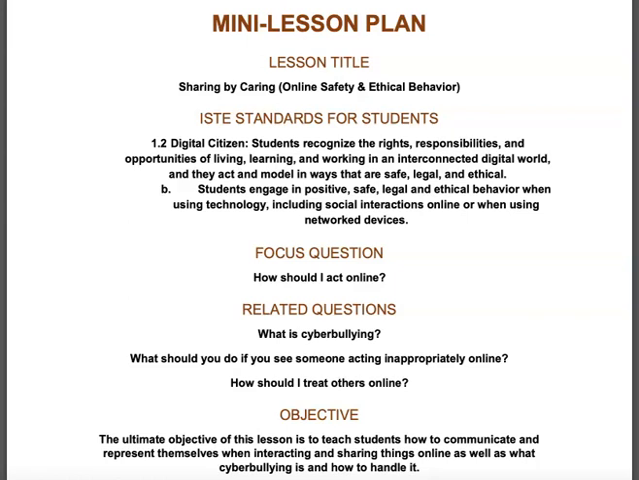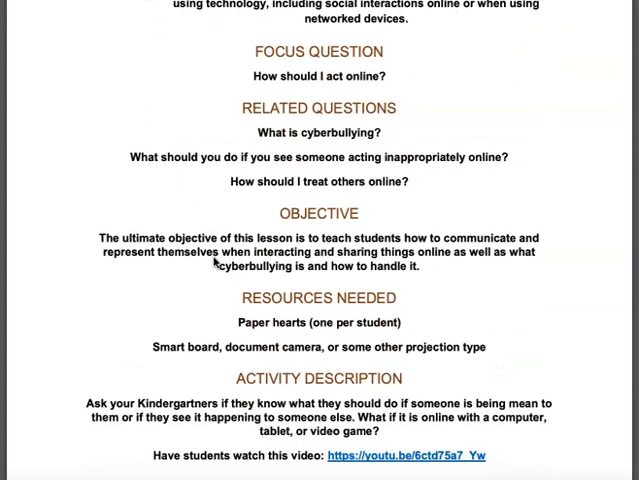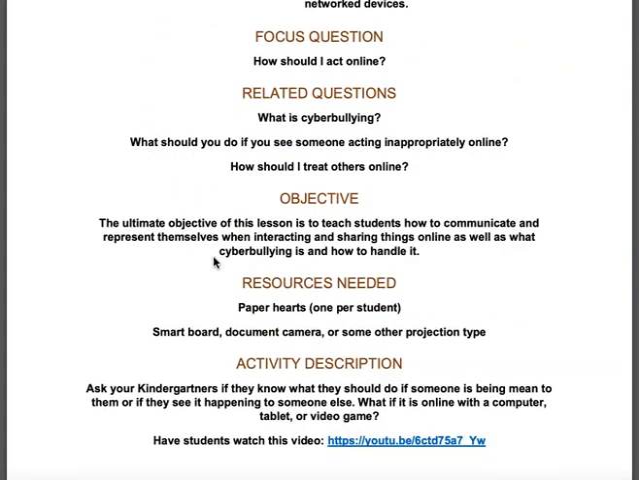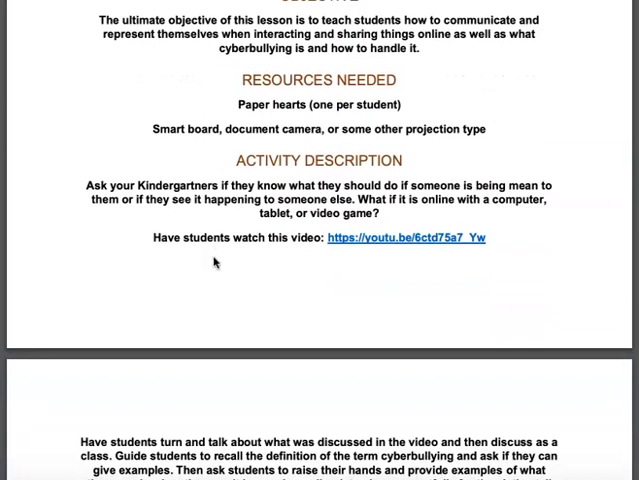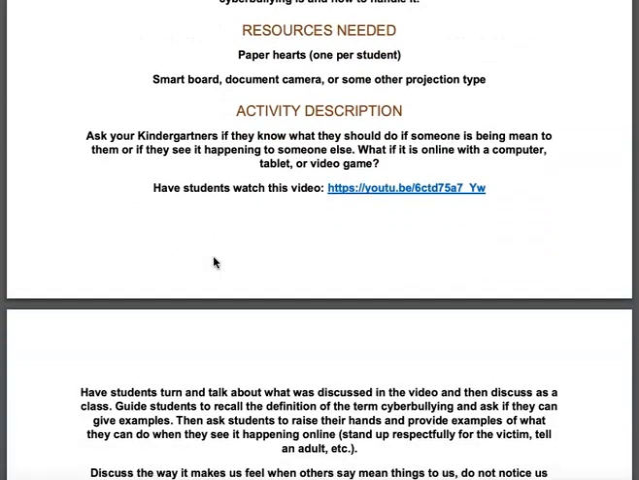And then we also discussed a little bit about cyberbullying and what we should do if someone else is acting inappropriate online, and then how we should treat others online. So the ultimate objective of this lesson was to teach students how to communicate and represent themselves when interacting and sharing things online, as well as what cyberbullying is and how to handle it. So the resources we needed were paper hearts, 1 per student, and then our smartboard.